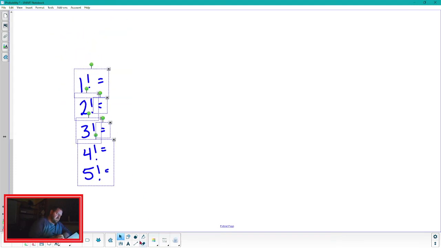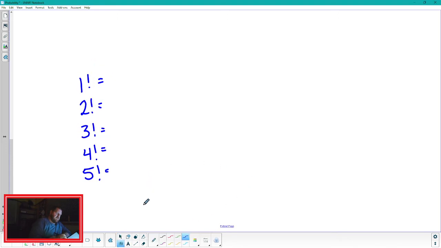Let me just drag them down a little bit. So, 1 factorial, well, it's 1. It's 1 times, well, I hit 1, so I stop. And that was kind of my rule, is that I started with my number, and I decreased my way down to 1. This one starts at 1, so I think we're good.